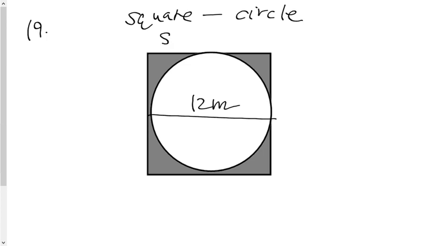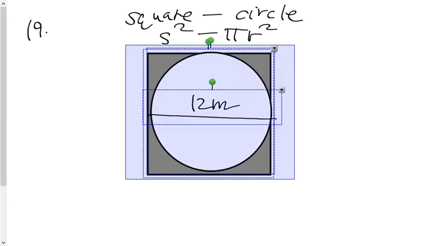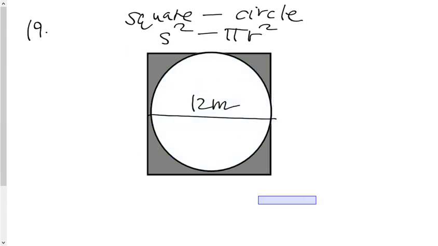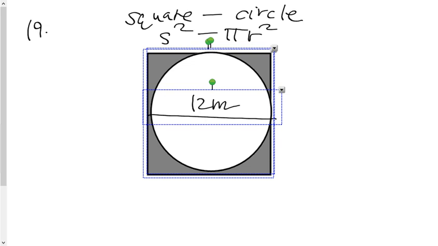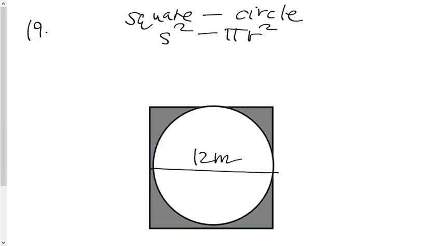So the formula for a square is side squared. The formula for a circle is pi r squared. So the formula you get is side squared minus pi r squared. Now that that's given, let's bring this down a bit here. So what is the side length of my square? Well, this is 12, so this is 12 as well. So 12 squared is the area of the square, or 144. Take away pi r squared.